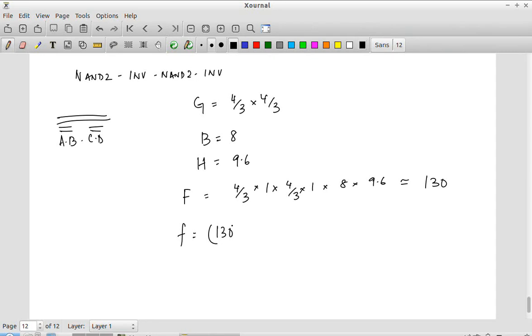Small s in this case is this 130 to the power of 1 by 4. This is approximately around 3.2 or thereabouts. So what is the total delay? 4 into s plus summation of p i. 4 into 3.2 is 12.8 plus 2 plus 1 plus 2 plus 1. So that's 6.